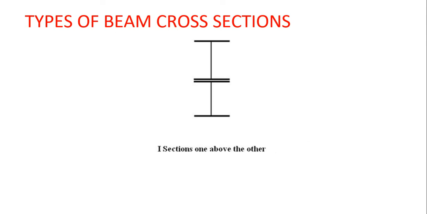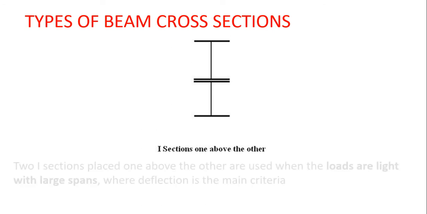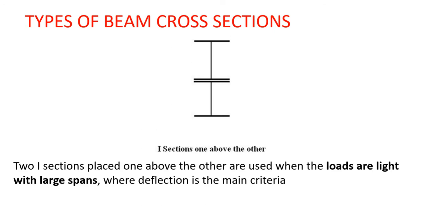We can use I sections in this fashion also, one above the other. Two I sections placed one above the other can be used when the loads are light but the spans are large. When the spans are large, deflection will be the main criterion. In such a case, you can use this type of arrangement.